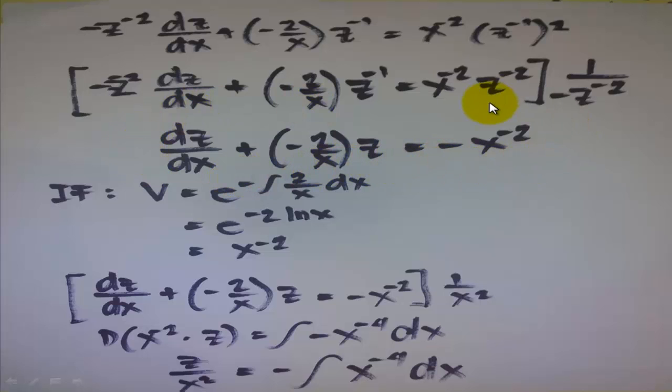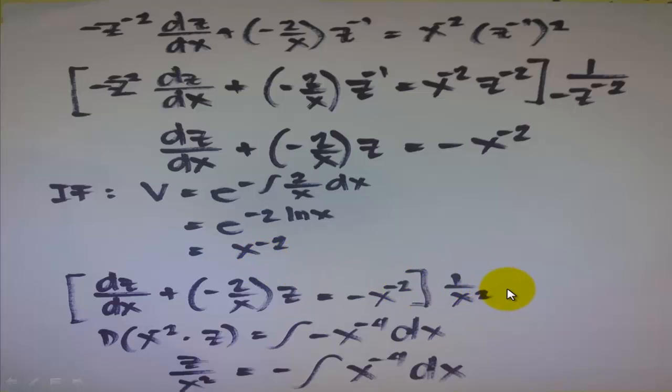Now, same process in solving a linear differential equation. You first find the integrating factor. v = e to the negative, because this is negative, so that's why you have negative integral of 2 over x dx, which will give you e to the -2 ln x. Now, which will give you the final resulting integrating factor, x to the negative 2.